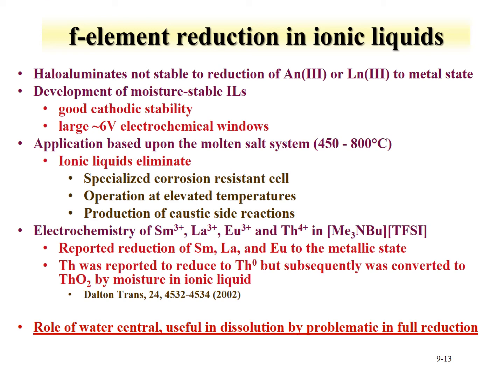Some of the advantages that one would have using ionic liquids compared to the molten salts are listed here. The ionic liquids eliminate the corrosion resistance that is necessary for a high temperature molten salt system. They can operate at elevated temperatures, in other words, on the order of 100 degrees, but not the temperatures that are necessary for the molten salt system. And the molten salts also produce caustic side reactions, whereas with the ionic liquids, those are eliminated.